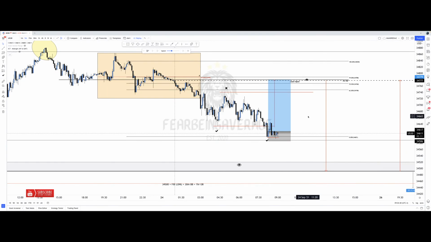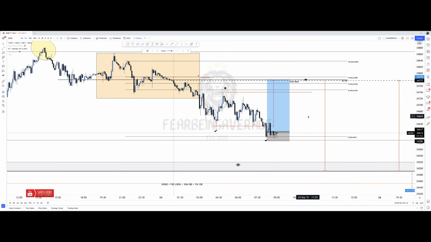Alright, rejecting still. Come on. Get this push. Yeah, price is struggling. Alright, next candle.